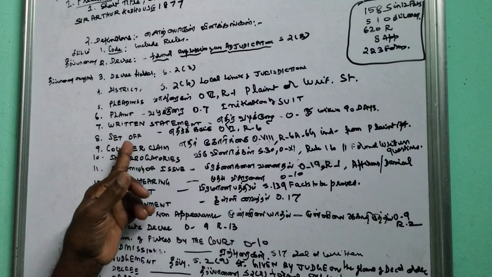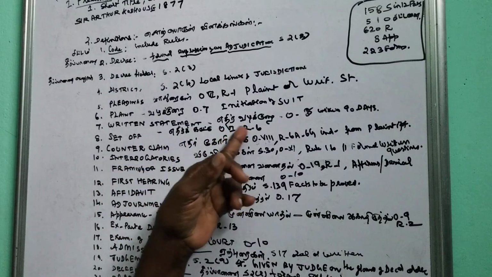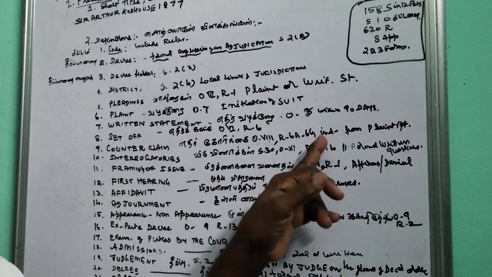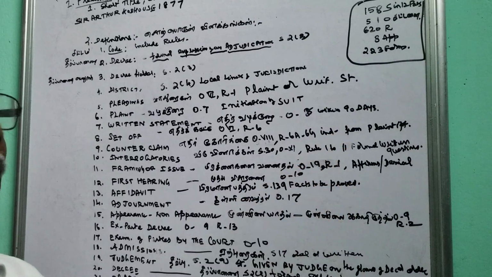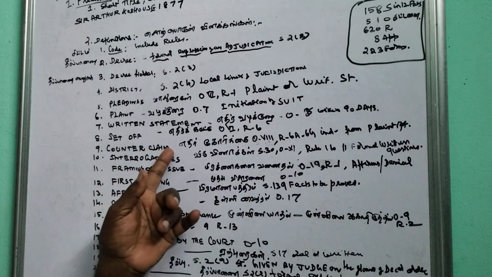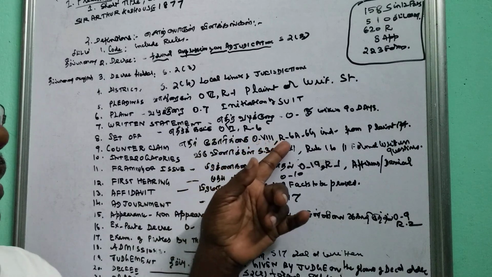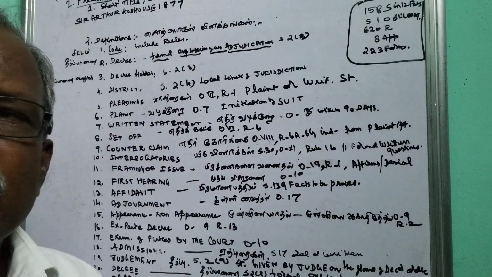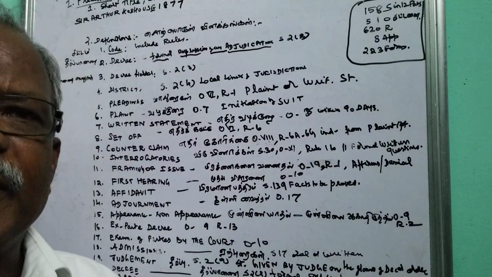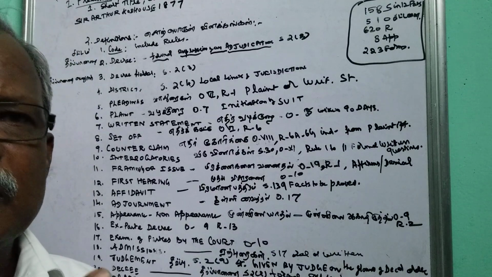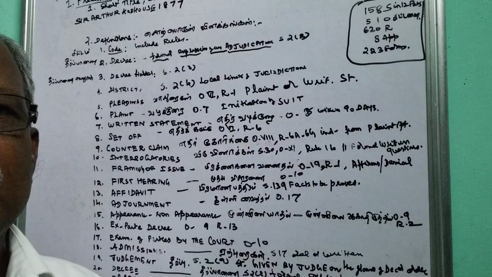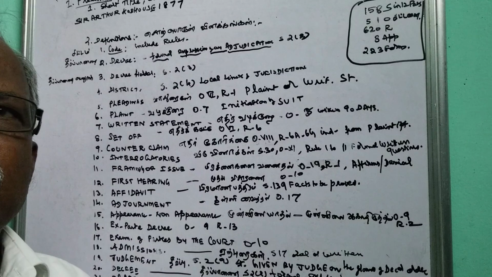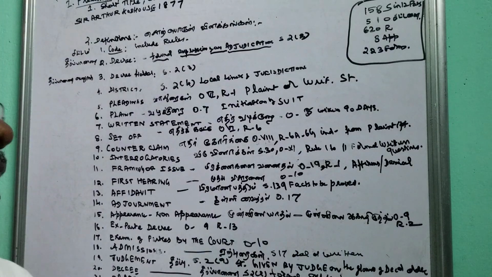And then the next thing is according to Order 6, Rule 6. Then counterclaim, that is from the plaintiff side. The counterclaim is according to Order 8, Rule 6A to 6G. Instead of the plaintiff claiming, the defendant claims something from the plaintiff, that is called a counterclaim. So the plaintiff has to owe something to the defendant, that is called a counterclaim.